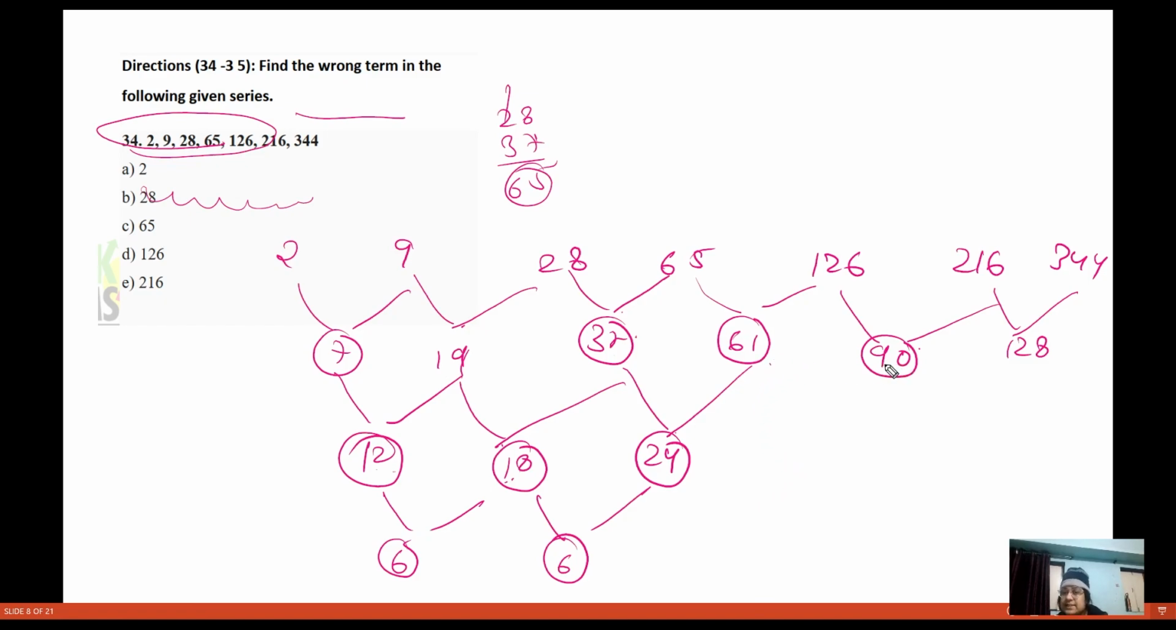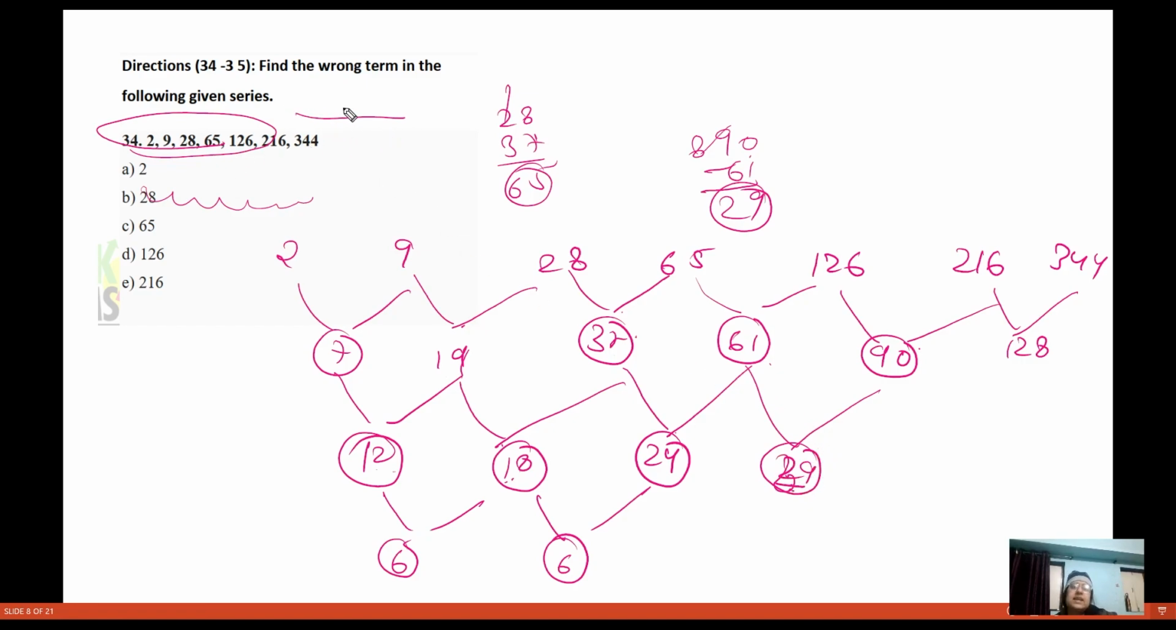Between 16 and 61 and 90, what is the difference going to be? Okay. So 9 and this is going to be 29. This is going to be 29 between 61 and 90. Yes, this is going to be 29.